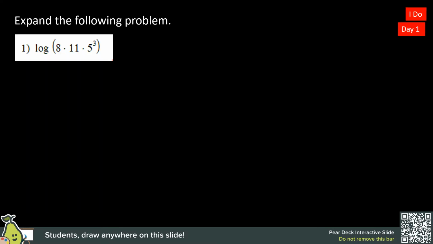All right, so on this problem here, we want to expand the following problem. So we see this log of 8 times 11 times 5 to the third. This is going to be a rather large number if we had multiplied all these together, right? 5 to the third, 5 times 5 is 25, times 5 is 125, 125 times 11, and then times 8. Large number. What's nice about this question is it's already split up into factors, okay?